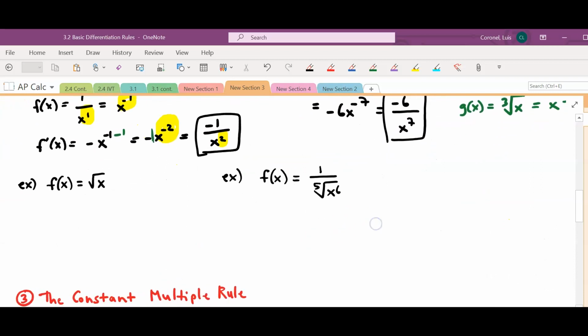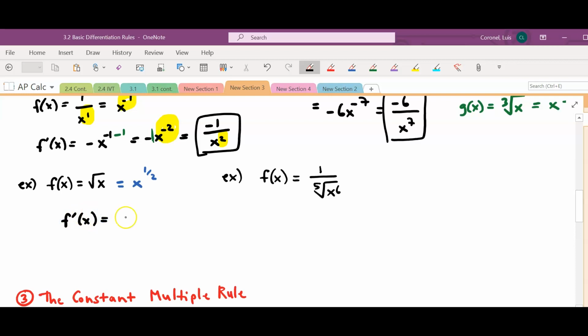Alright, so we're down to our last two examples here with this power rule. So this is the square root of x. We're going to rewrite the square root of x as x to the 1/2. Go for it. You should try to move ahead of me. Let's do the derivative. F prime of x.